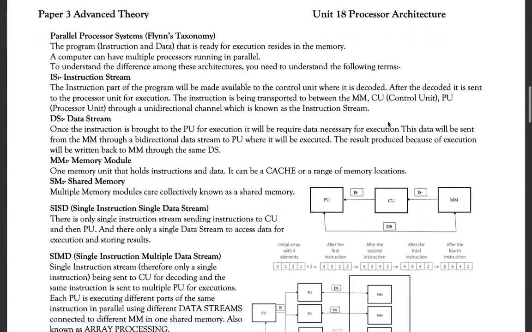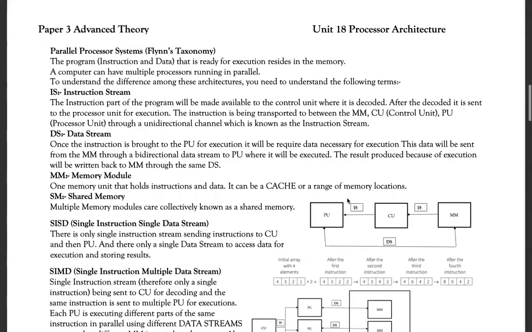Okay, Bismillahirrahmanirrahim. Now let's discuss processor architecture unit 18, primarily Flynn's taxonomy of how parallel processor systems, different variations of parallel processing exist. Before we progress with this, we need to understand a few basic terms that are used in these diagrams.